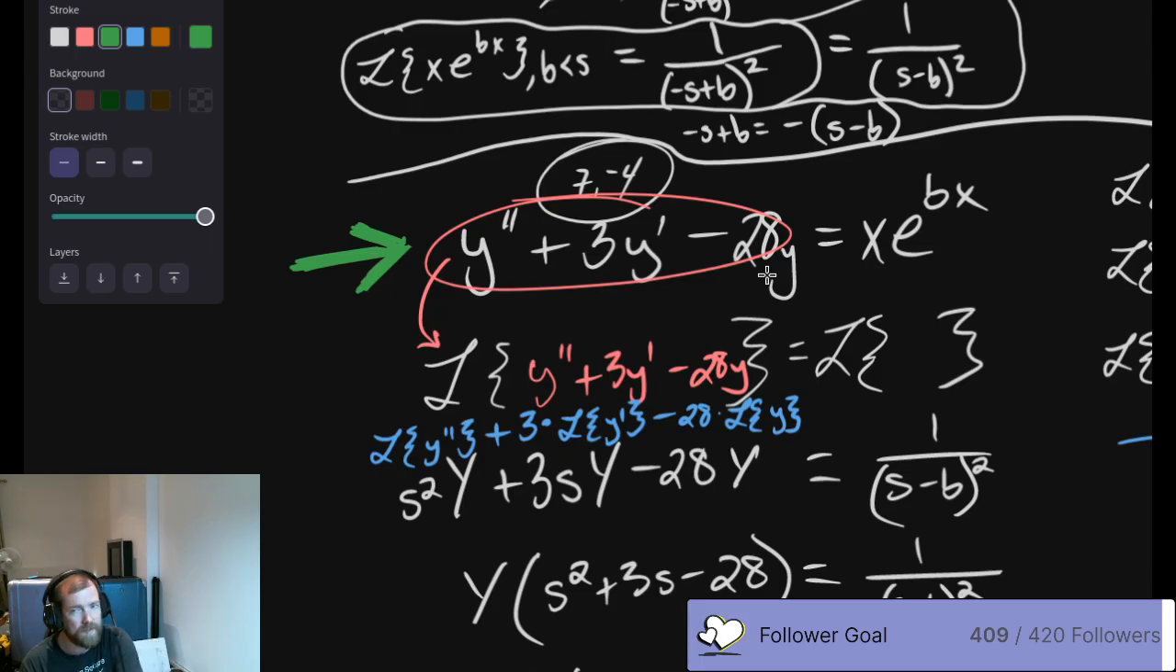Our y prime is going to represent the speed at which this thing is moving, the rate of change of its position. And y double prime is going to represent the rate of change of its rate of change of the original position, or in other words, the rate of change of its speed. How does speed change? Well, that's acceleration.